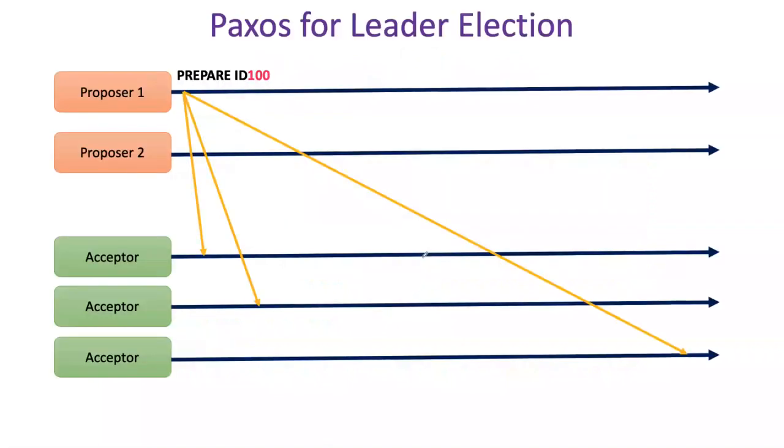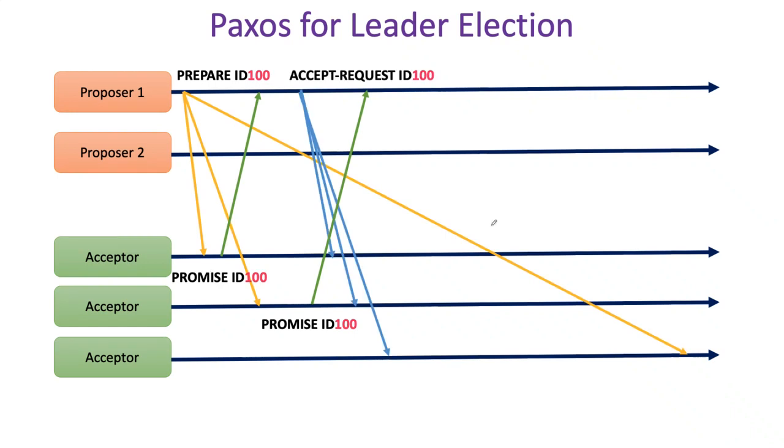Now, how is Paxos useful for the leader election process? A proposer prepares an ID and it is broadcast among the acceptors, and based on that prepare ID, the acceptors reply and promise. The majority of the acceptors promise that particular prepare ID. Then proposer 1's accept request, with the accept request ID, is broadcast among the acceptors. Then the acceptors select a leader with that accepted ID. If the accept ID is 100, that reply will select the value as the leader in this case.